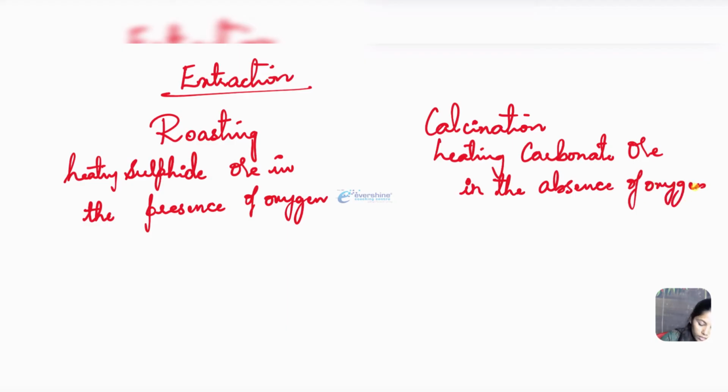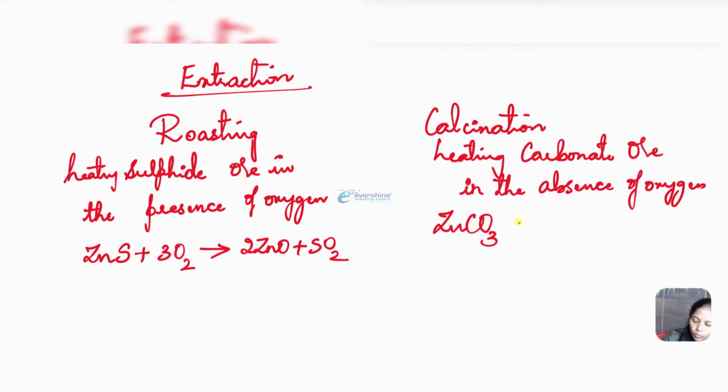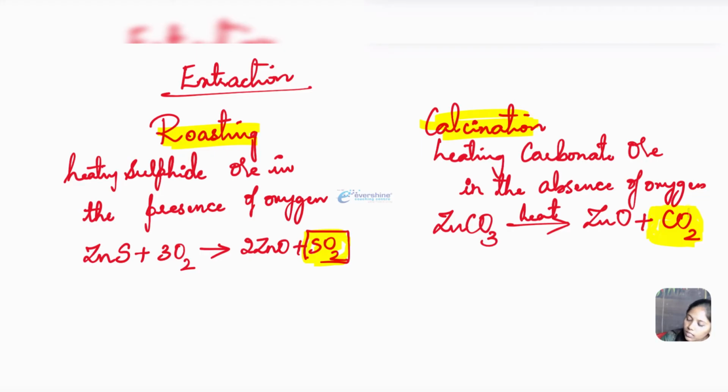So roasting a sulfide ore, zinc sulfide, in the presence of oxygen, we get zinc oxide and sulfur dioxide. Calcination: you take zinc carbonate ore and heat it in the absence of oxygen. It will also form zinc oxide plus carbon dioxide. Here you can see sulfur dioxide gas is released in roasting, and carbon dioxide gas is released in calcination. You can write this point also.